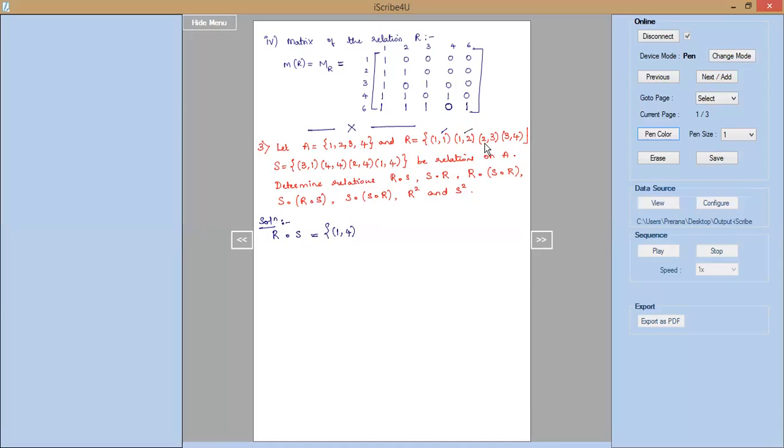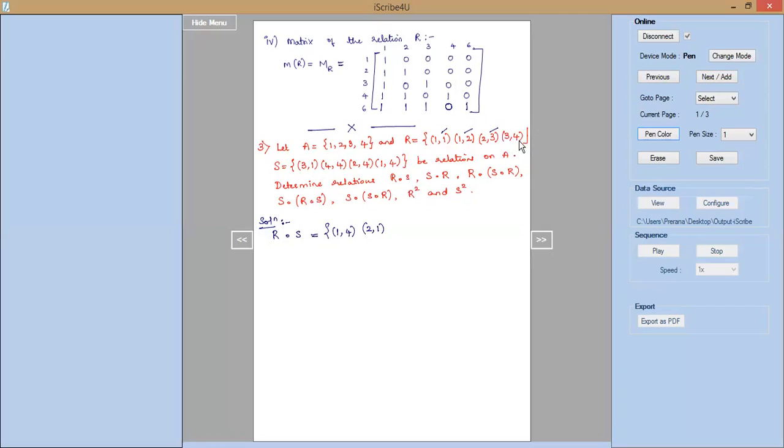Next we have (2, 3). (2, 3) belongs to R. This is ending with 3, so I have to see in the set S an element starting with 3. It is (3, 1). So (2, 3) belongs to R, (3, 1) belongs to S. So (2, 1) belongs to R composition S. (A, B) belongs to R, (B, C) belongs to S, so (A, C) belongs to R composition S. There is no other element starting with 3 here, so (2, 3) work is over. Then the last element is (3, 4).